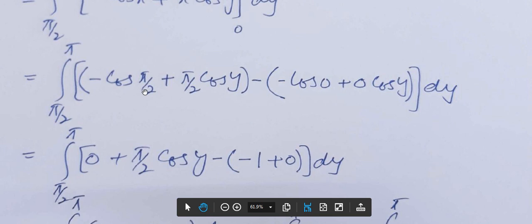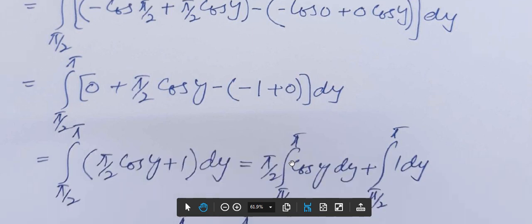And now cosine pi by 2. What is the value of cosine pi by 2? It is 0. And plus pi by 2 into cosine y, minus. And the value of cosine 0 is 1. So it is minus 1 plus 0 into cosine y, which is 0. Therefore we have pi by 2 cosine y, and minus minus becomes plus 1.